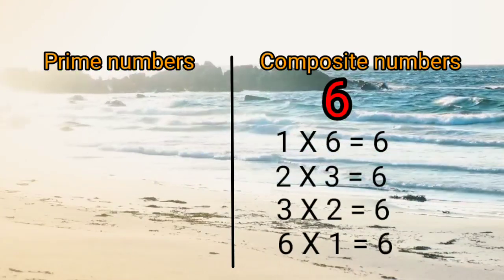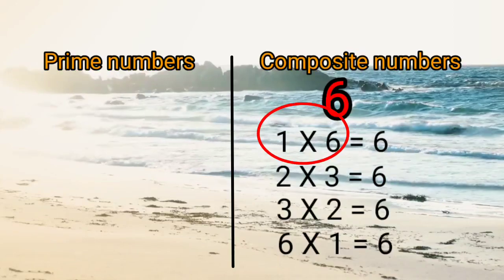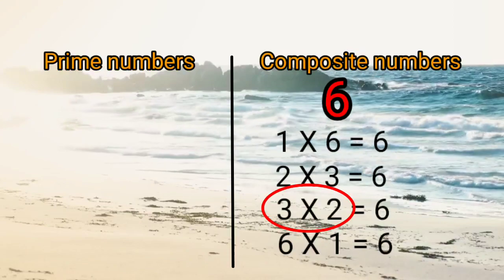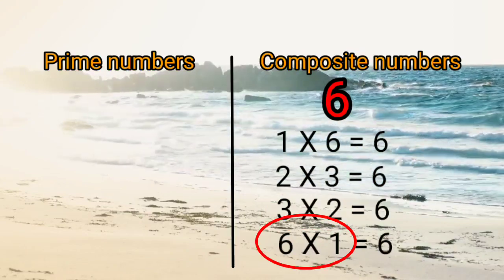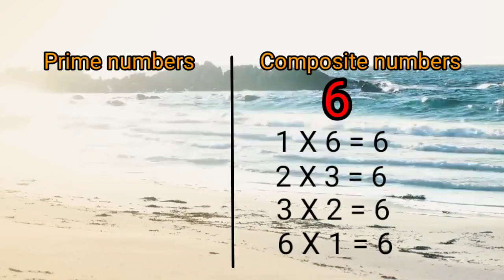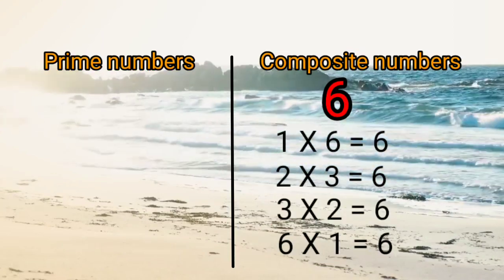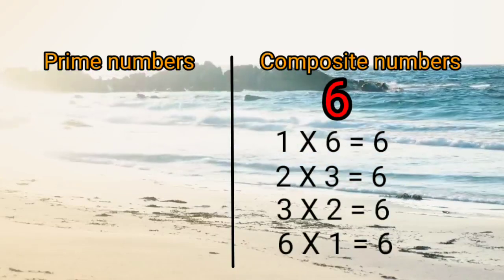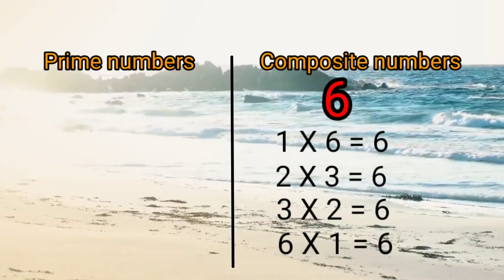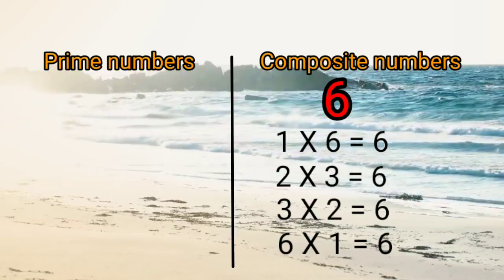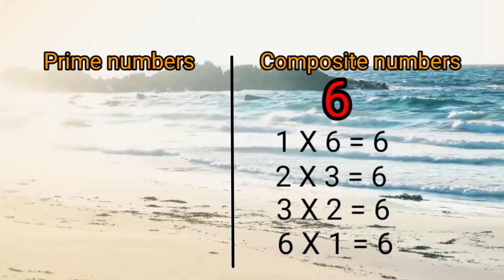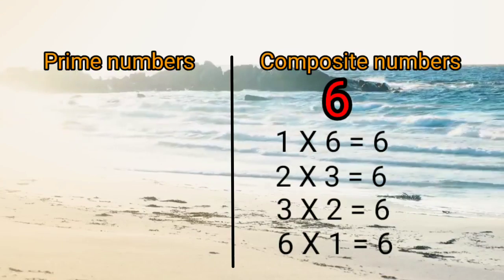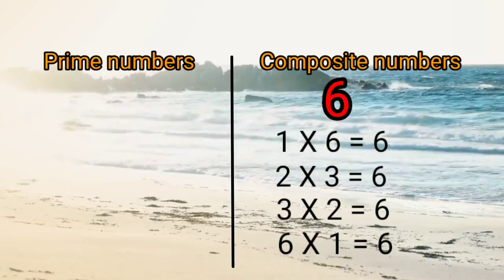In the first case, the two numbers are 1 and 6. In the second case, the two numbers are 2 and 3. In the third case, the two numbers are 3 and 2. And in the fourth case, the two numbers are 6 and 1. So we have seen that 6 can be written as a product of two numbers. These numbers 1, 2, 3 and 6 are called factors of 6, because when the numbers are multiplied we get the product. So each of these numbers is called a factor of the number 6.